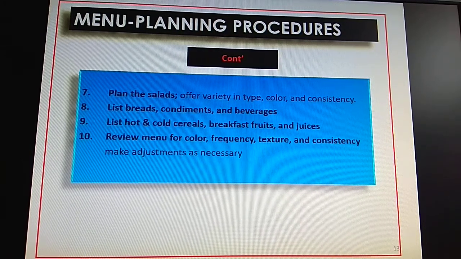Or in other words, the 10th listing, meaning that you have to imagine the cycle menu on the table all together. And then look in terms of color, the frequency, whether the ingredients being used are not redundant. And then the texture should be many kinds, and consistency should be in varieties as well.